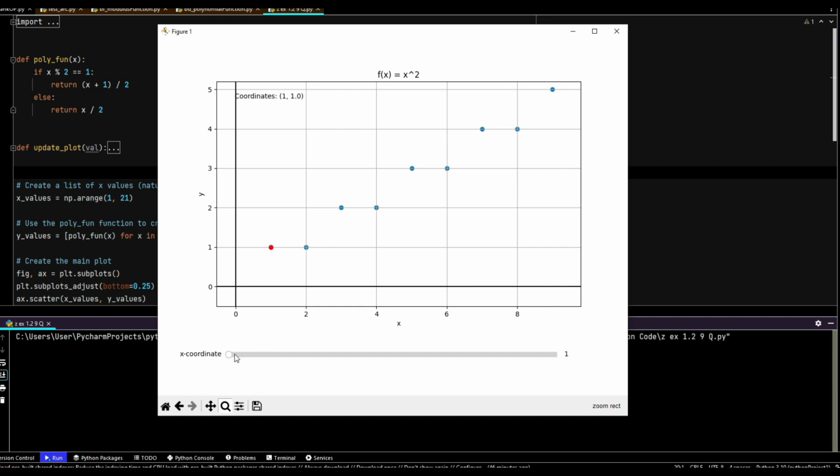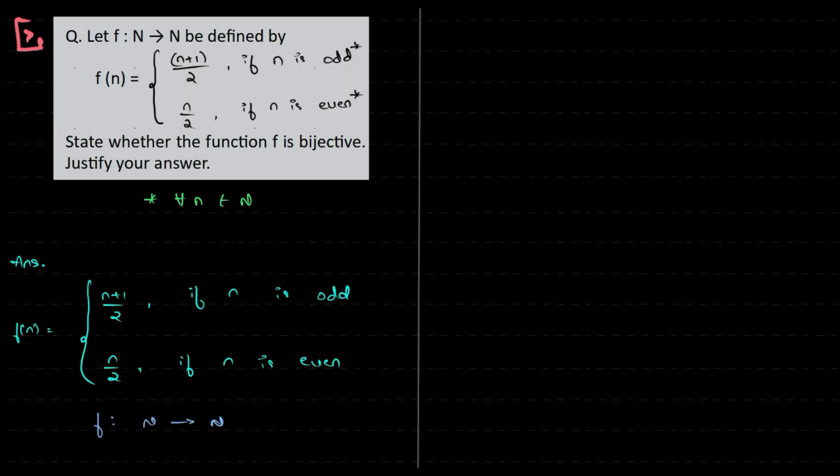Clearly not. See, if I have an input of 1, I get an output of 1. If I have an input of 2, as you can see over here, even then I get an output of 1. When it's 3, it is 2. When it's 4, it's 2. When we have an input of 5, the output is 3. When we have an input of 6, the output is 3 again. Right? So this would not be 1-1.